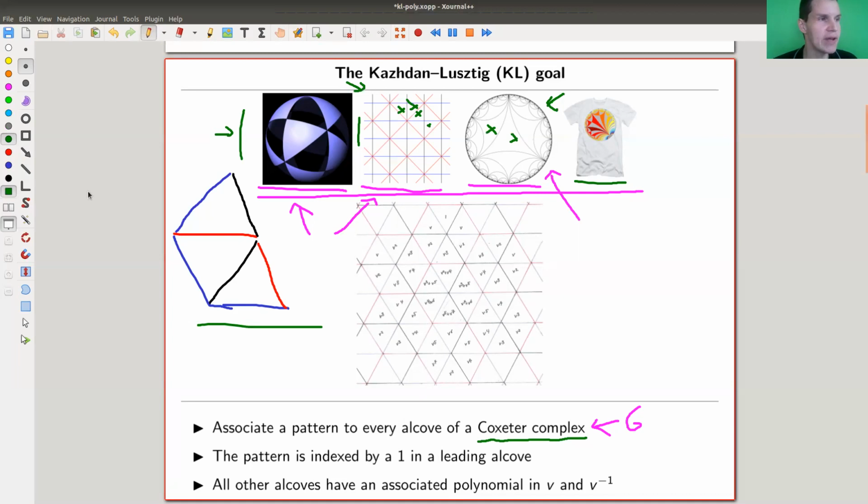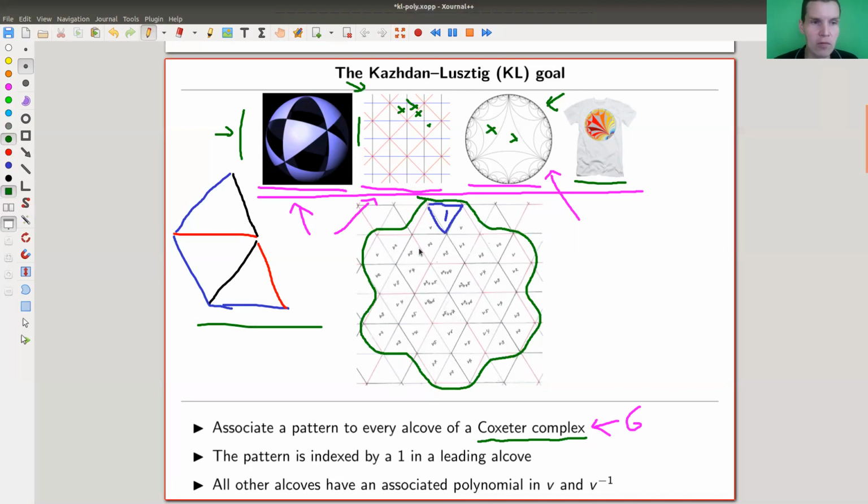And what we want to do is, for every alcove, we want a kind of a leading alcove, and this I will run an animation later. So just stay with me for now. In this sense, the leading alcove is this one. It will have a 1. And the pattern associated to this alcove is everything you see down here. It's very, very sophisticated. They get very, very big, very, very fast. And that's what I call a pattern.